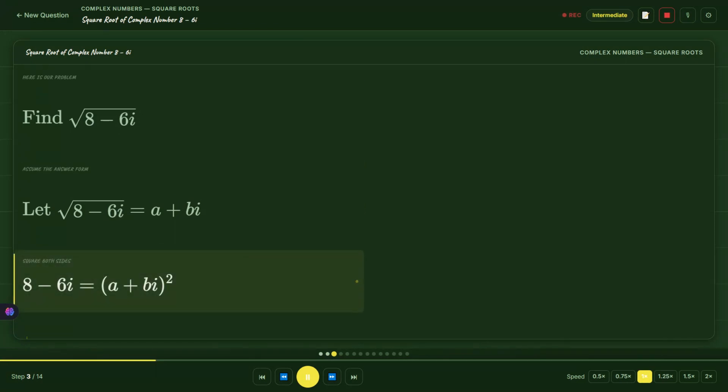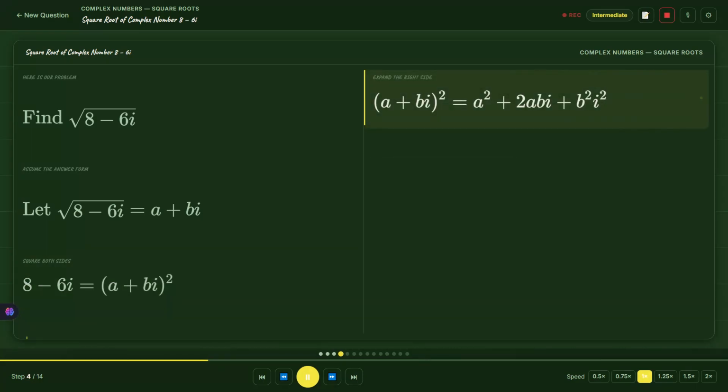Now, if a plus bi is the square root, then when we times it by itself, we should get back 8 minus 6i. So let's square both sides. Let's open up the bracket. When we times a plus bi by itself, we get a squared plus 2abi plus b squared times i squared. Just like opening any bracket.